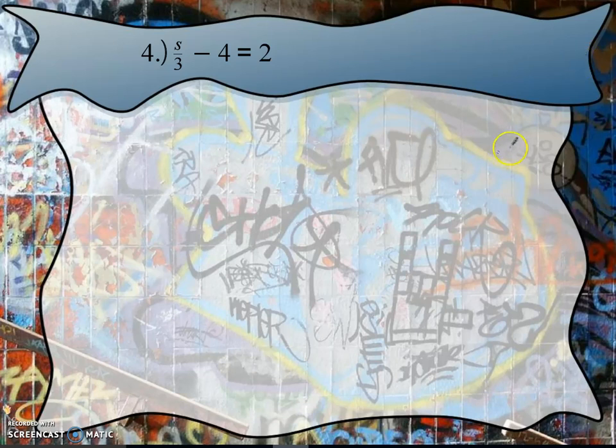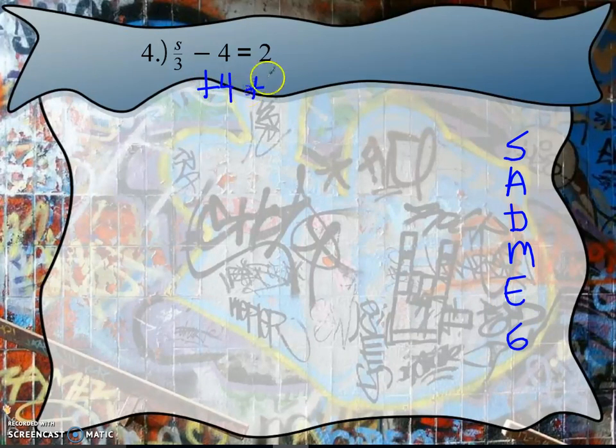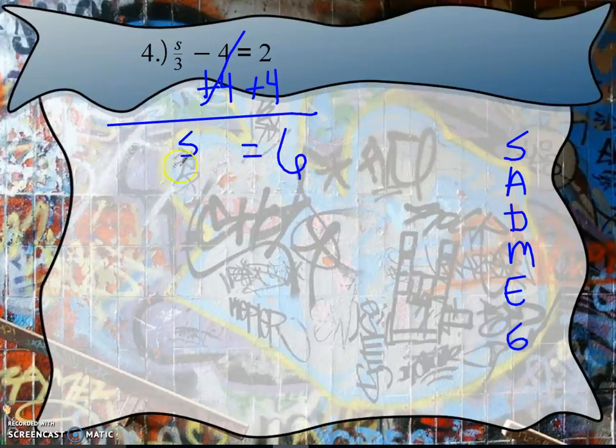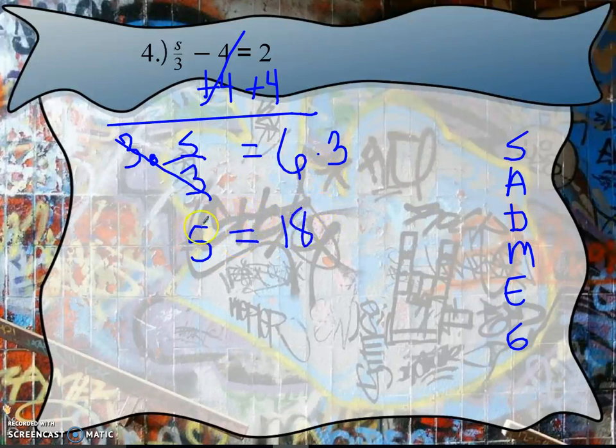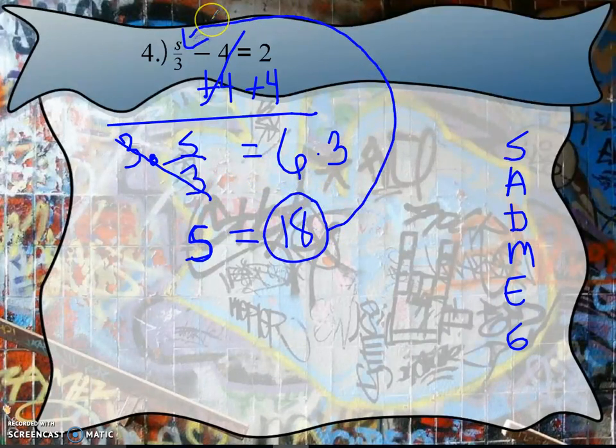Okay, number 4, we're doing SAD MEG. So we're going to do the opposite of minus 4, which is plus 4. So 2 plus 4 is 6. This side cancels out. The s and the 3 are dividing. The opposite is multiplication. So we're going to multiply both sides by 3. So 6 times 3 is 18. S equals 18. Now you can go back in and check your work. 18 divided by 3 is 6. 6 minus 4 is 2.